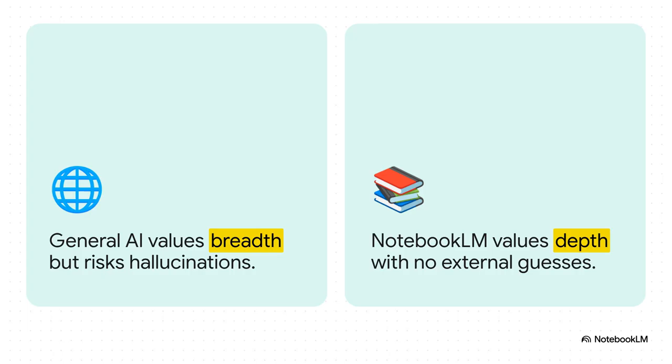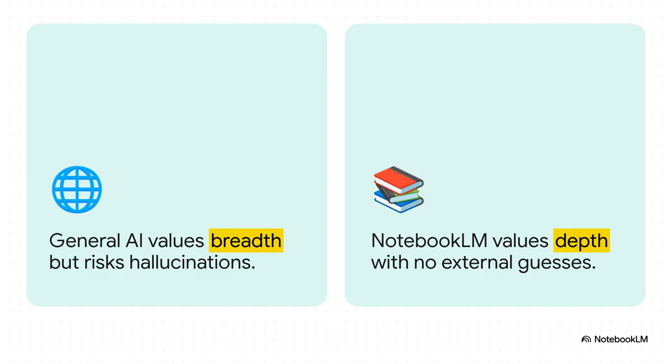Okay, but how does it tackle that? Like, what is the actual practical difference between NotebookLM and something like ChatGPT? It really all comes down to the trade-off between breadth and depth. Think about general AI models. They're trained on the entire internet, right? So their value is breadth. They know a little bit about everything. But that creates a huge risk, hallucinations. When they don't actually know an answer, they guess based on statistical patterns. And hey, that's totally fine for drafting a casual email. But if you're analyzing a complex legal contract or you're studying for a massive medical exam, guessing is just unacceptable.